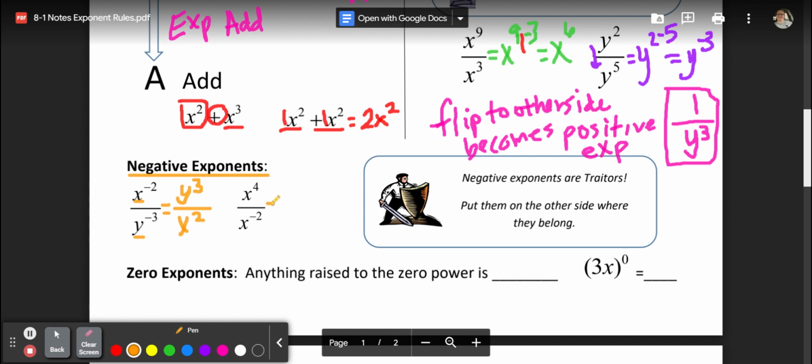On this one, they're both x's for the base, so we can subtract them. So we're going to say x, and we have 4 minus -2. Throw that in your calculator. X equals 6. So sometimes it even gives us a positive answer.